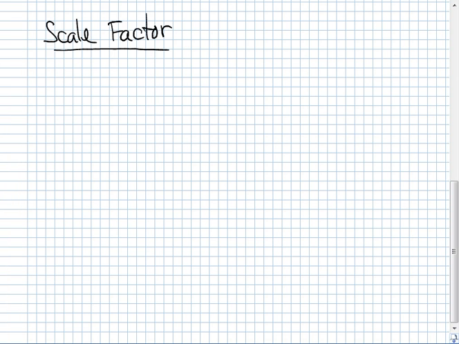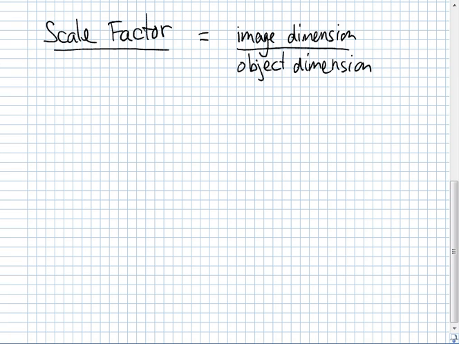The other annoying little tidbit of information we have to discuss here is called the scale factor, and the annoying part is just that they are very picky about how you express a scale factor. And so this is the way they want you to do it. It's always the image dimension over the object dimension. That may be kind of hard for you to remember. So there is a little acronym you can use to remember that.